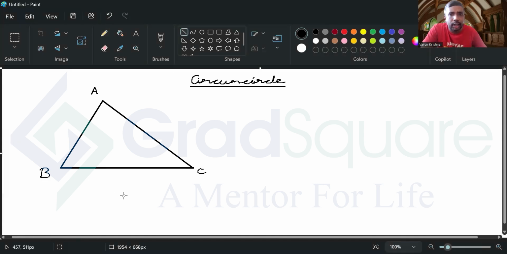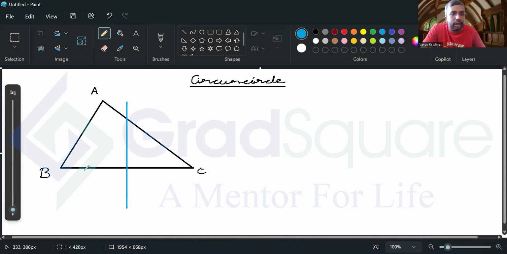If I draw a straight line, let me draw it in a different color, which is perpendicular to the side of a triangle and also bisects that side of the triangle. Let's say that I'm drawing a straight line which is perpendicular to BC and is passing through the midpoint of BC. Then this is called a perpendicular bisector of the triangle. And because the triangle has three sides, all three sides will have a perpendicular bisector.